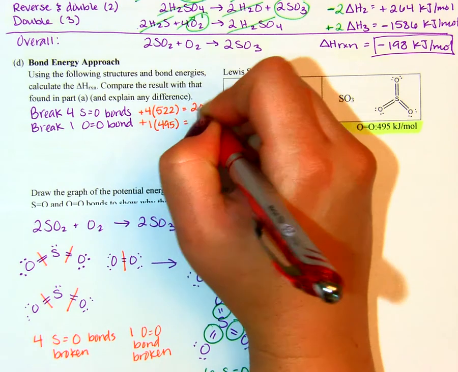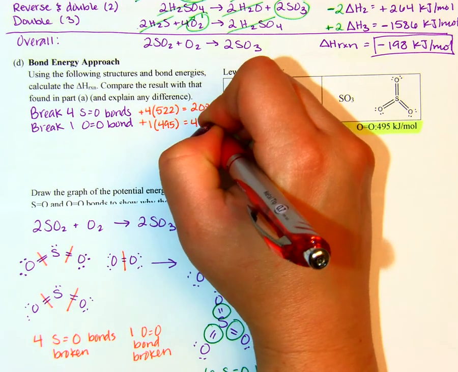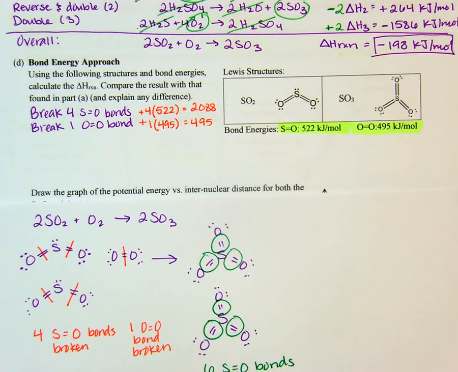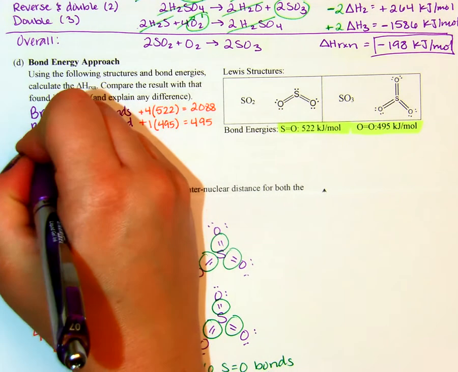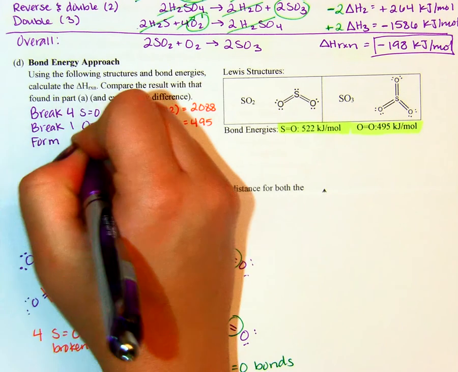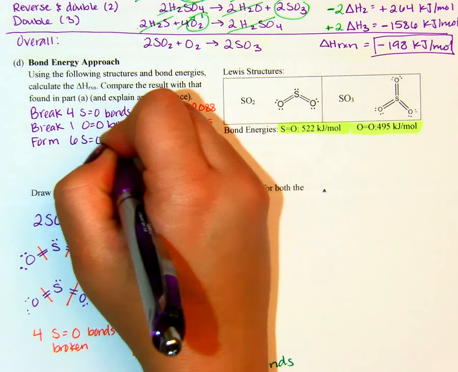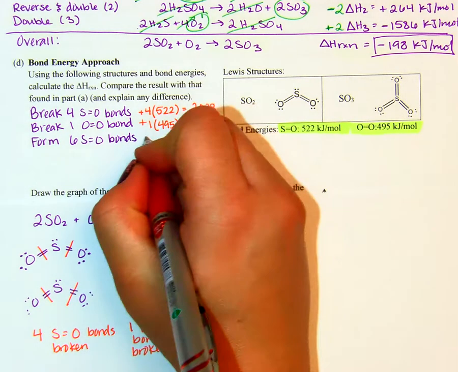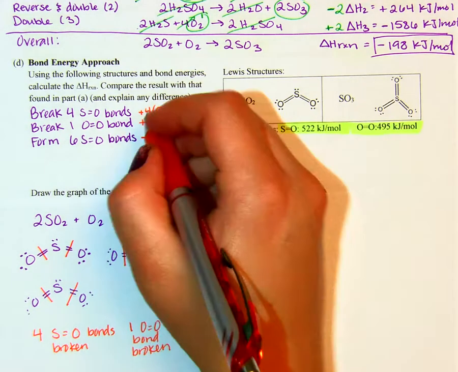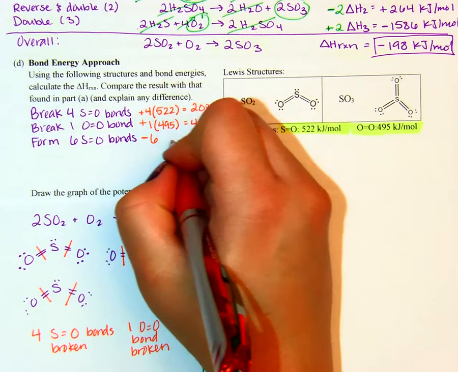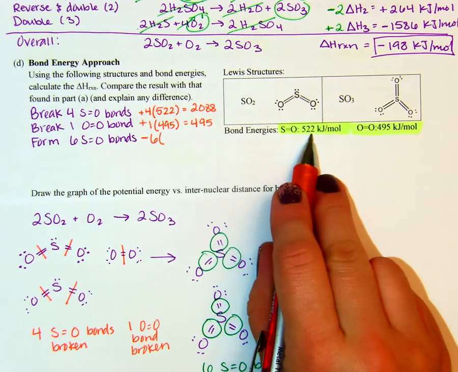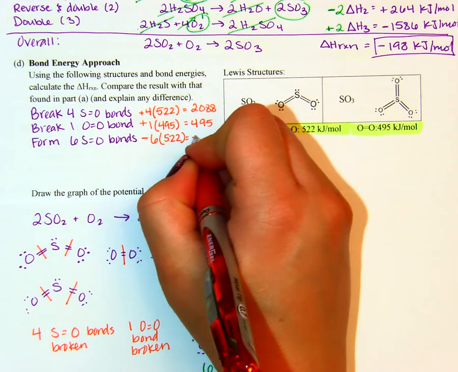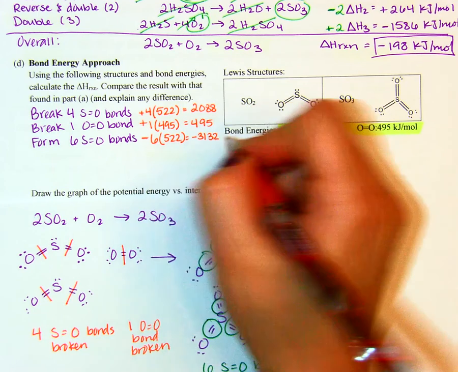Okay, and then just times itself, we get a positive 495. All right, and then we form 6 SO bonds. Now, when we're forming those bonds, that's exothermic. It's releasing energy. Then we form 6 of them, so minus 6 times that bond energy again, which is 522. Doing the math there, you should get negative 3132 kilojoules per mole.